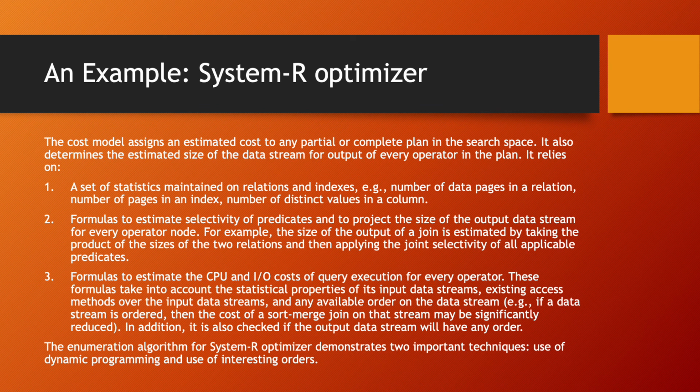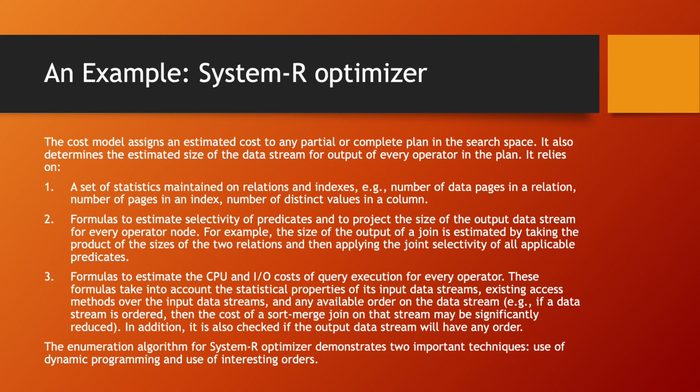For example, the size of the output of a join is estimated by taking the product of the sizes of the two relations and then applying the join selectivity of all applicable predicates. Formulas to estimate the CPU and I/O costs of query execution for every operator. These formulas take into account the statistical properties of its input data streams, existing access methods over the input data streams, and any available order on the data streams.